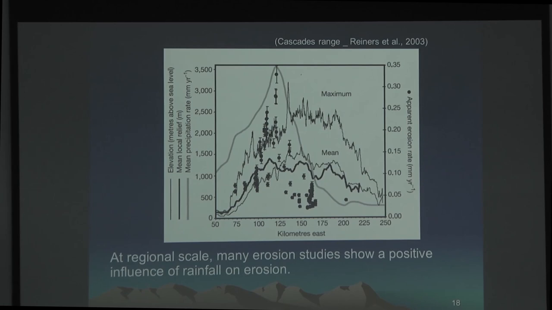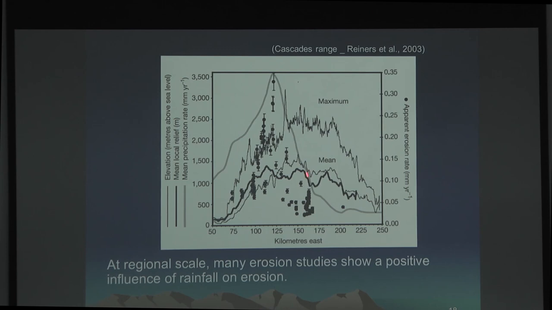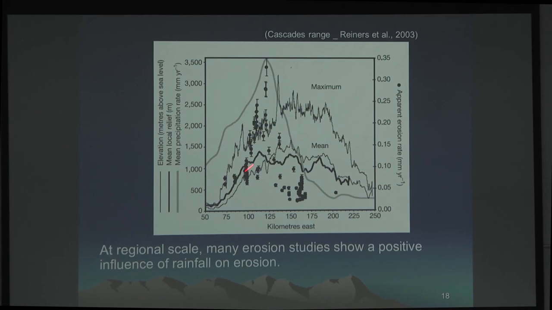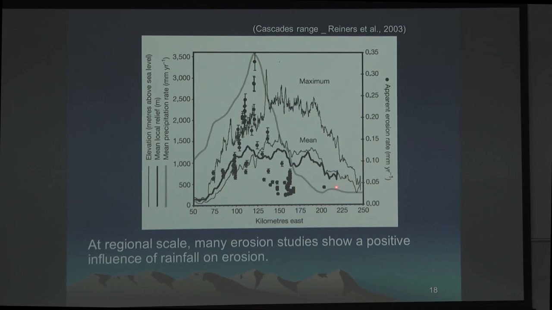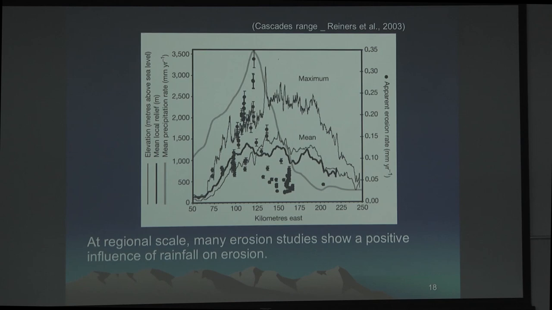And if you compare with the precipitation regime, the gray line, you can see that on the western side you get high precipitation, and on the eastern side, because of the rain shadow effect, the precipitation drops dramatically. The erosion rate in some way mimics the precipitation curve: where we get high precipitation, we get high denudation. So in many studies it has been shown that we can observe this kind of correlation between higher precipitation and higher erosion.